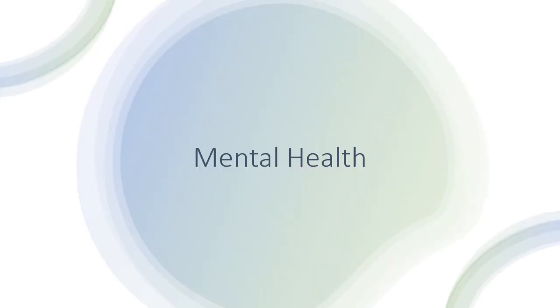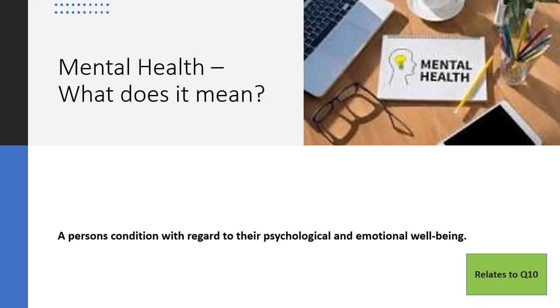So we're now going to look at mental health. So you're on the same day within your workbook, but it's been split up into 2 sections. One looking at autistic spectrum condition, and then the next few questions looking at mental health. So we're going to start looking at slides relating to question number 10, and we're looking at what mental health means. And this slide, it's a person's condition with regard to their psychological and emotional well-being.